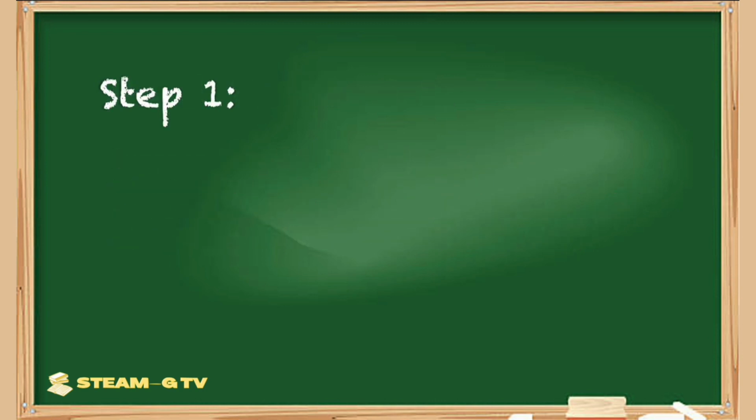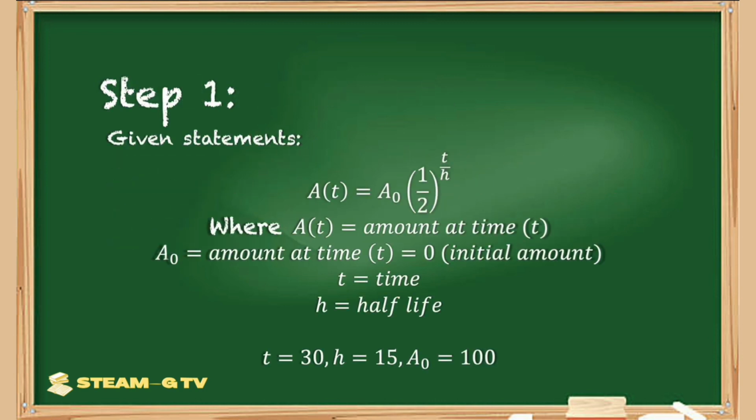Let's try solving this. Step 1. Once again, we are to write down our given statements. The formula to be used is A(t) equals A0 times 1 over 2 raised to the power of t over h, where A(t) equals amount at time t, A0 equals amount at time t equals 0, which is the initial amount, t equals time, and h equals half-life. The values of these statements are as follows. t equals 30, h equals 15, and A0 equals 100.